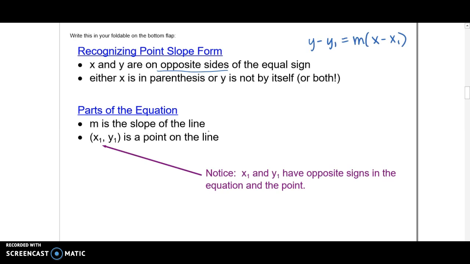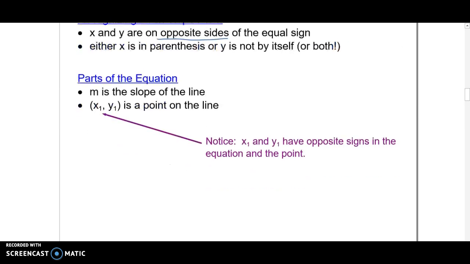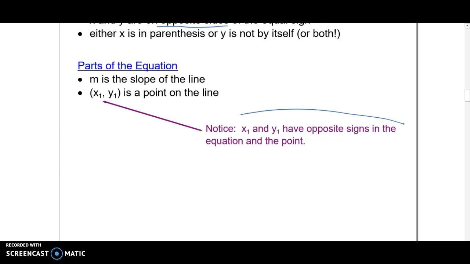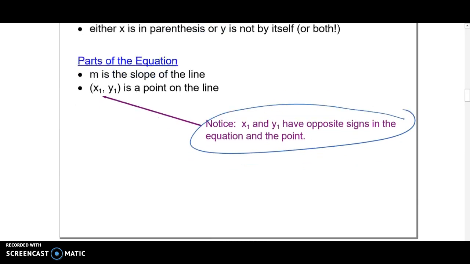As we already know, m is the slope, and then this x sub 1, y sub 1 is the point that we can use to start with. So with our y equals mx plus b, we start with the y-intercept. With this one, we start with a point. This is a good note about the sign differences that we talked about in that last problem.